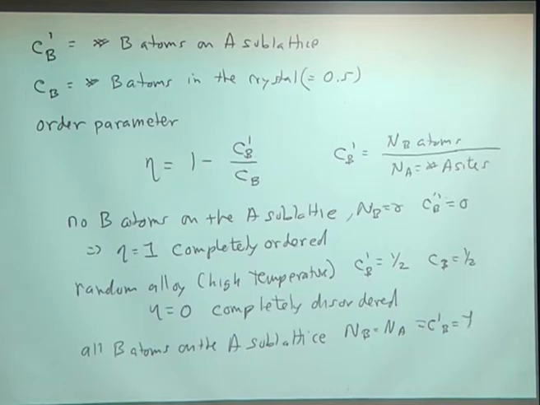And then you have eta is equal to 1 minus 1 divided by a half, because that's the number of B atoms in the structure, which is going to be equal to minus 1. And so eta is completely ordered. And so in this ordering system, the values of the order parameter go from minus 1 to 1, with 0 being the completely disordered system.